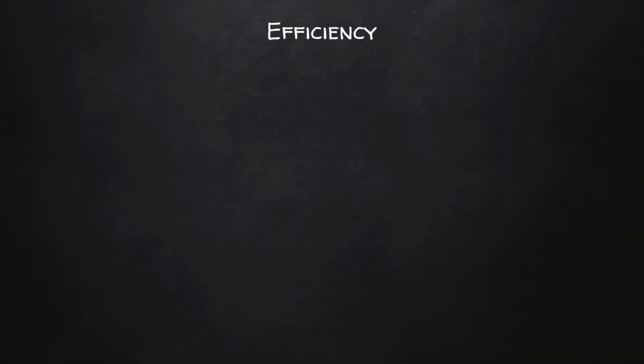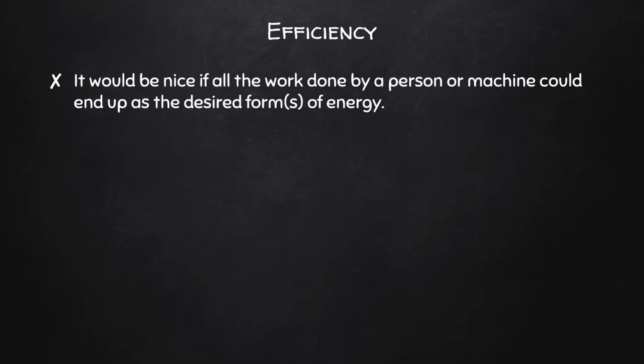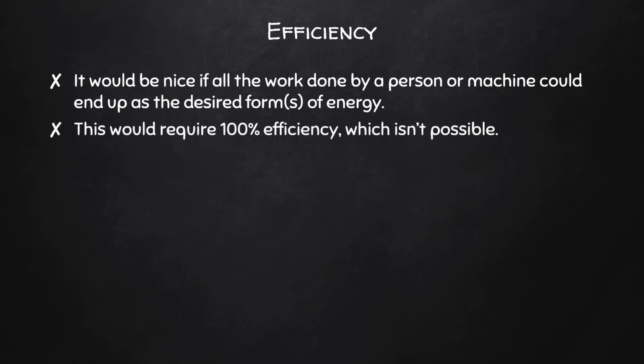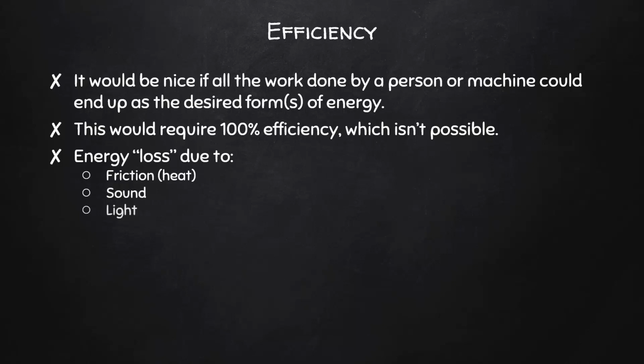Finally, let's talk about efficiency. It would be nice if all the work done by a person, or a machine, could end up as the desired form or forms of energy. This, however, would require 100% efficiency, which just isn't possible. There's always some energy loss involved. This could be due to friction, which creates heat, or sound, or light, or something else. And of course, this energy isn't lost, it's just not in the form that we might desire.